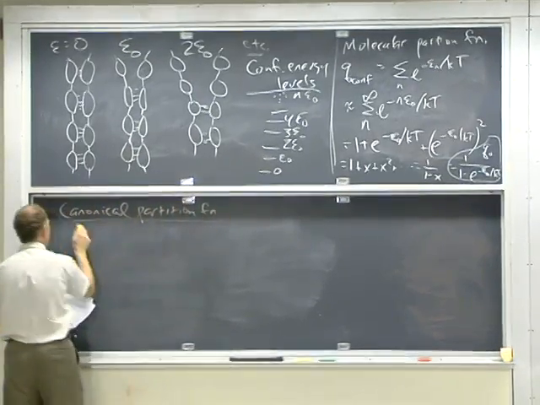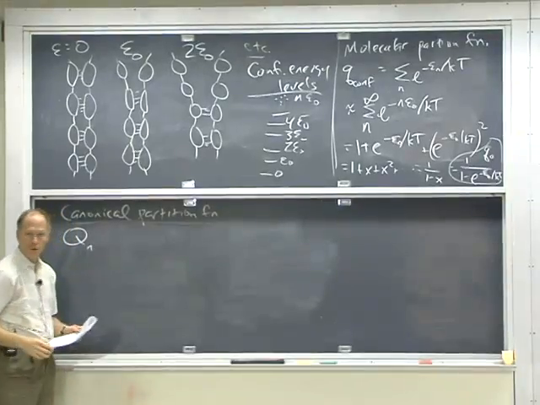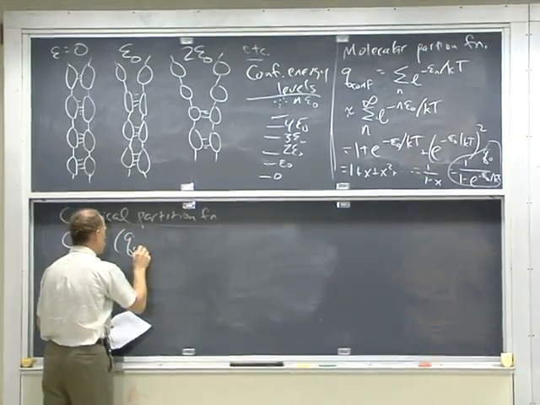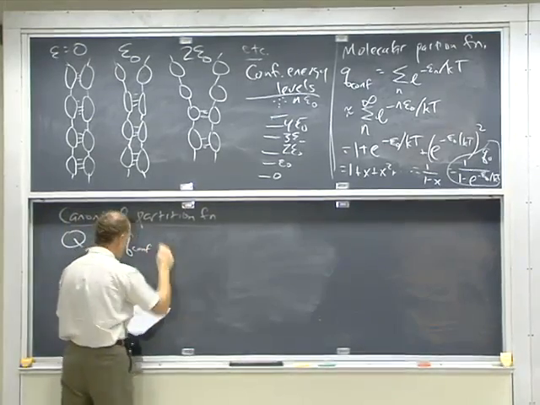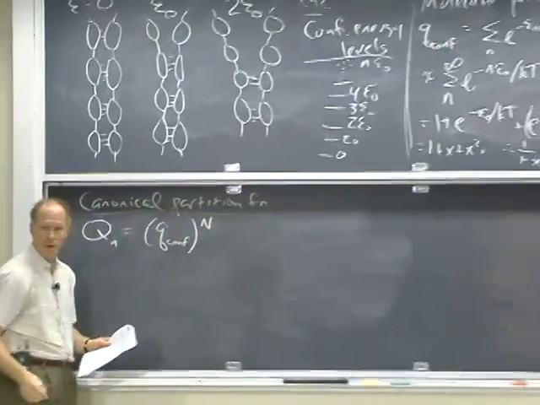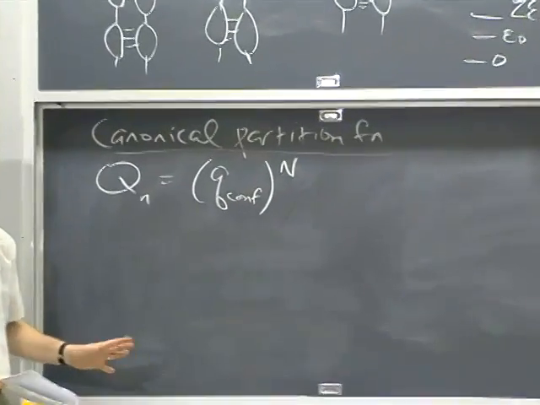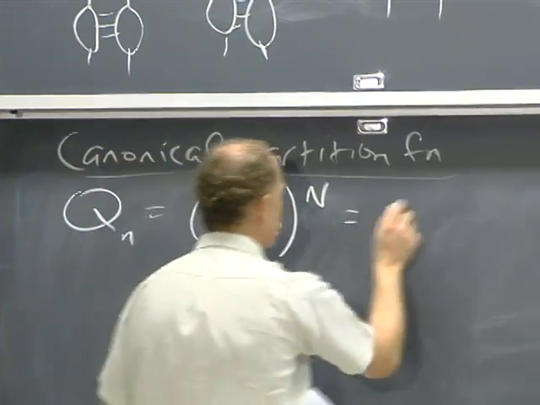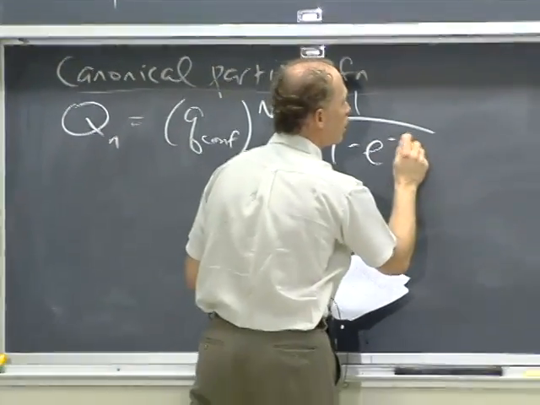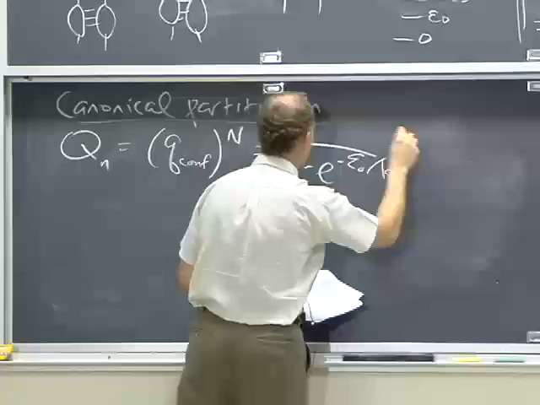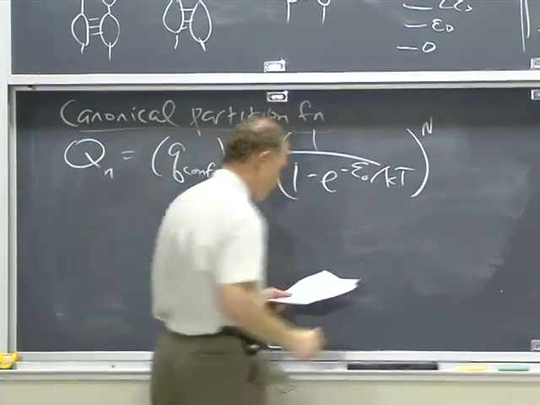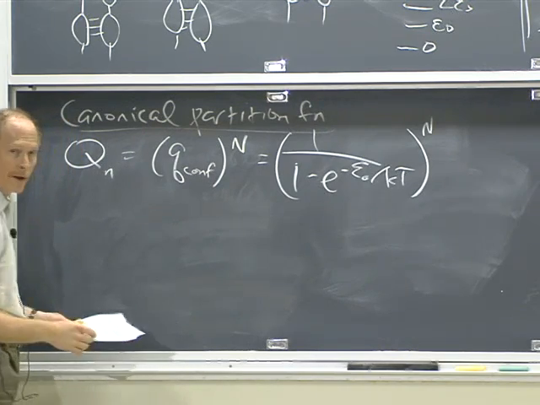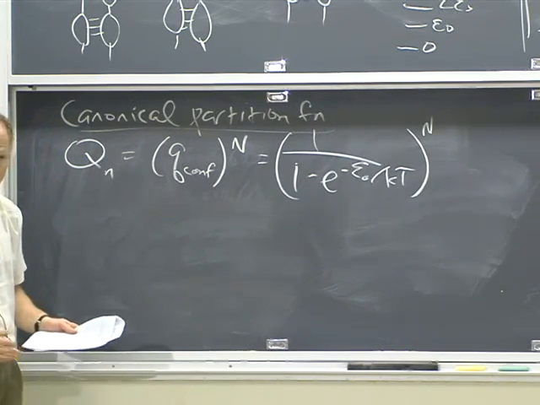Then we can write the canonical partition function, capital Q_N. It's just q configurational to the capital Nth power, where capital N is the total number of these molecules. So it's just 1 over 1 minus e to the minus epsilon over kT, to the Nth power. And then we can start writing out the results for the various thermodynamic properties.